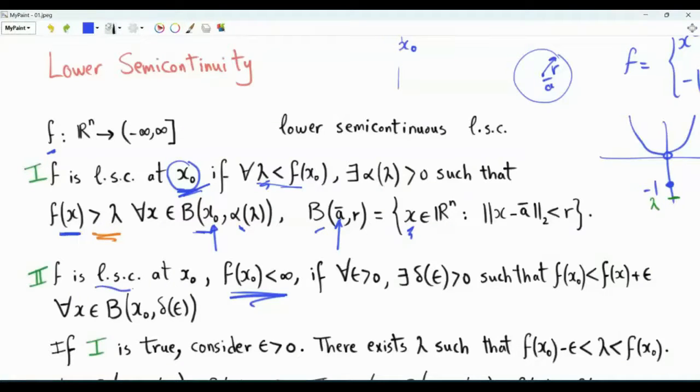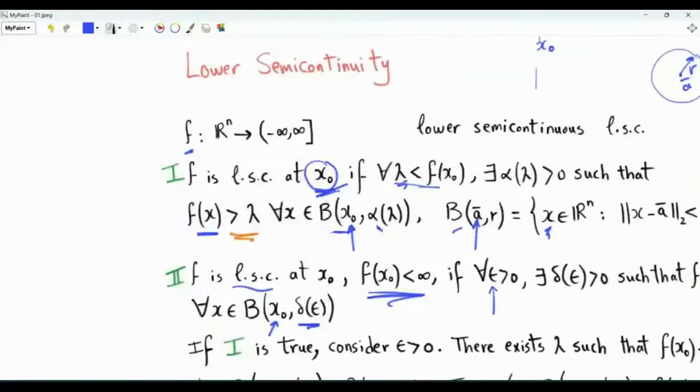We say that the function is lower semi-continuous if for every epsilon greater than 0, there exists a delta, which generally will depend on this epsilon, such that for every x in the ball with center x0 and radius delta, so in this neighborhood of x0, we have that f of x0 is less than f of x plus epsilon. The nice thing about this definition is that it clearly gives the difference between a continuous function and a lower semi-continuous function.